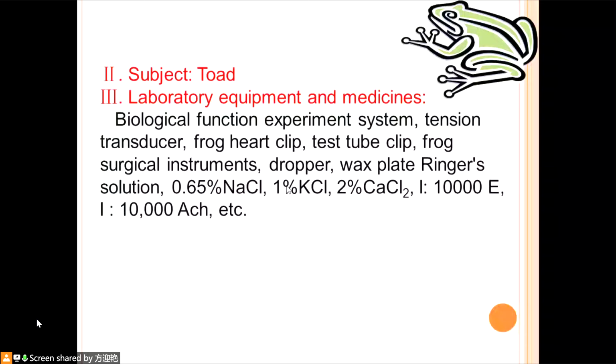0.65% sodium chloride, which is the saline according to the toad, or the frog, that is frog saline, normal saline, not like the animals or humans. That is according to the toad. And also 1% potassium chloride, and 2% calcium chloride.